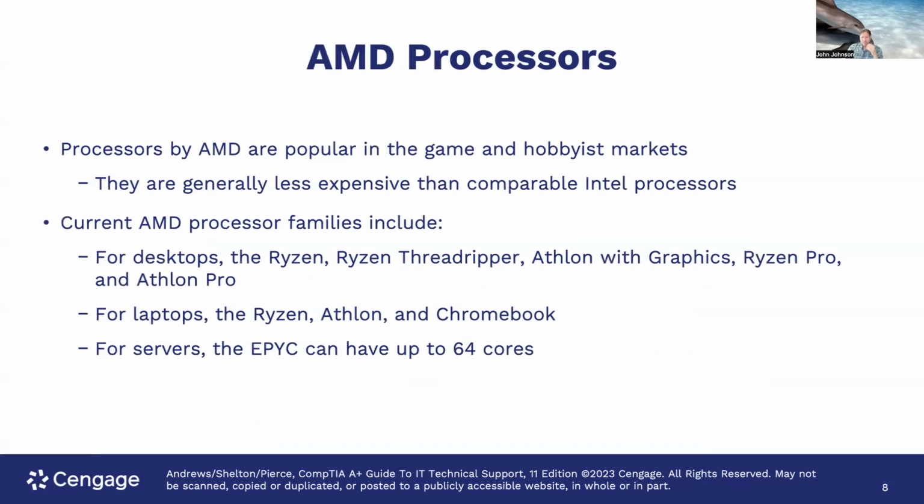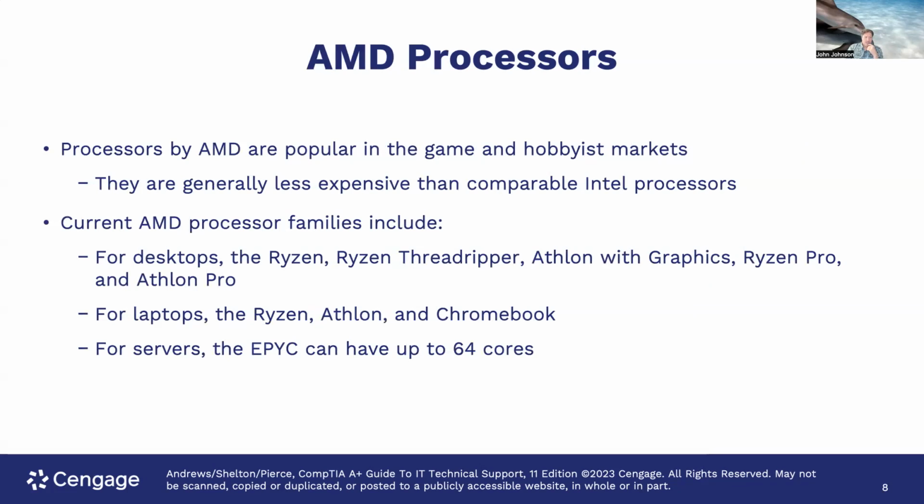Then we've got the AMD processors, and they make a very respectable competitor for Intel. The processors by AMD are popular in the game and hobbyist markets. They're generally less expensive than the comparable Intel processors. They've always had that reputation. They're the competitor, the underdog. They like to go for lower price, and they're really getting good as far as the performance goes.